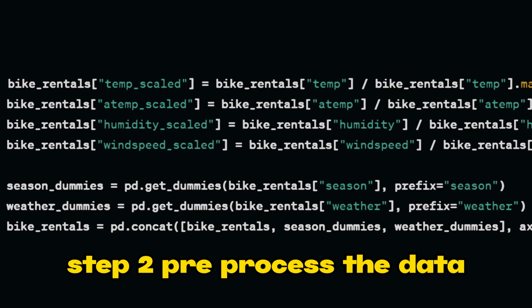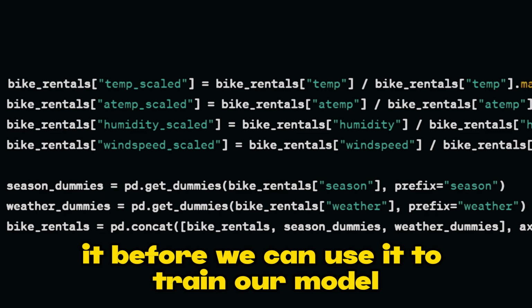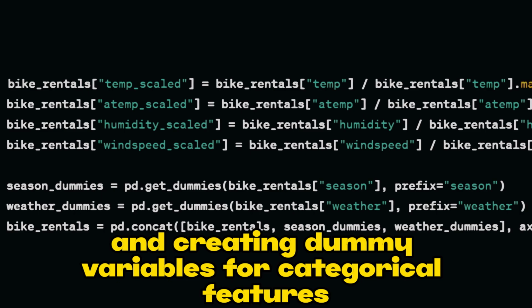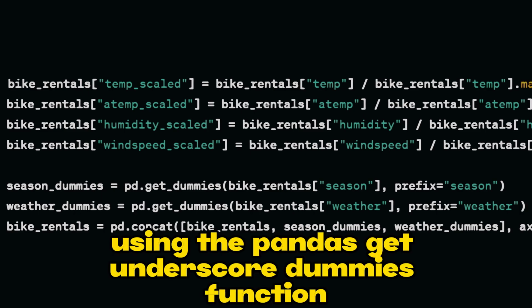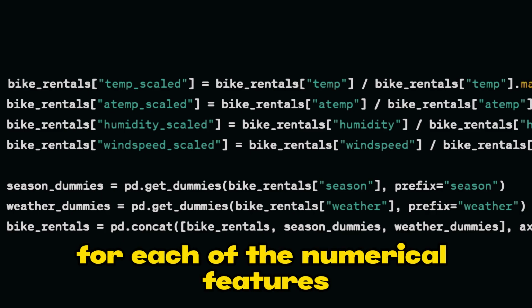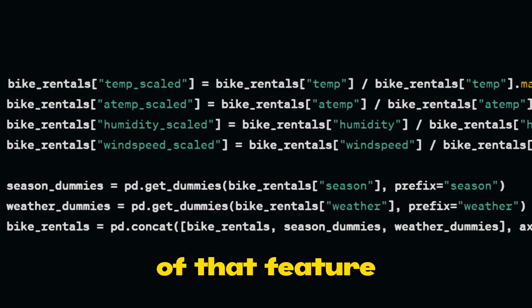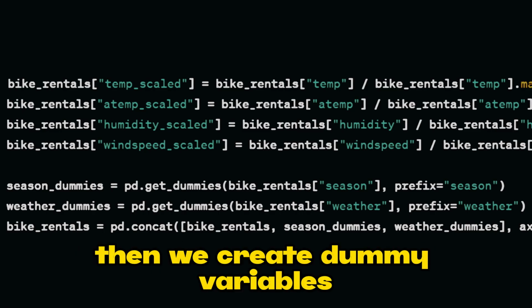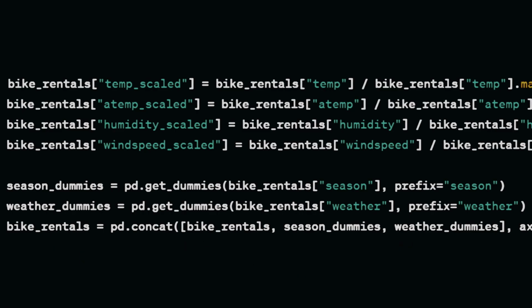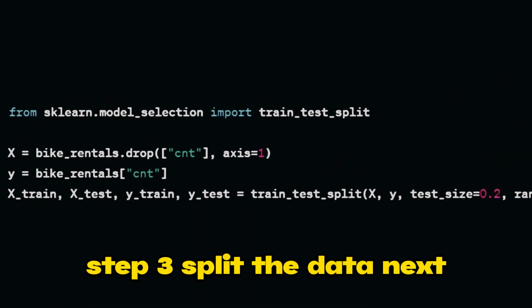Step 2. Pre-process the data. Now that we have our data, we need to pre-process it before we can use it to train our model. We'll be scaling the numerical features and creating dummy variables for categorical features using the Pandas get_dummies function. We first create new columns for each of the numerical features by dividing each feature by the maximum value of that feature. Then we create dummy variables for the categorical features using the get_dummies function and concatenate them with the original dataset.